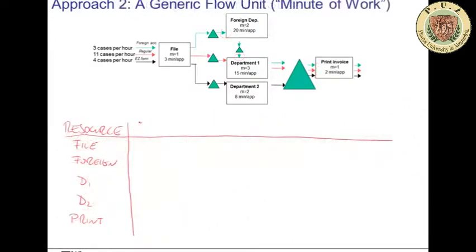The first approach was based on simply adding up the flows at the various resources, computing a total flow, and using that as our demand rate. The second approach I want to illustrate is slightly different. Think about work flowing through the system.